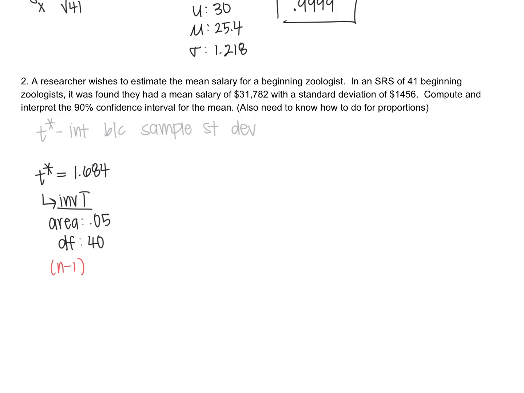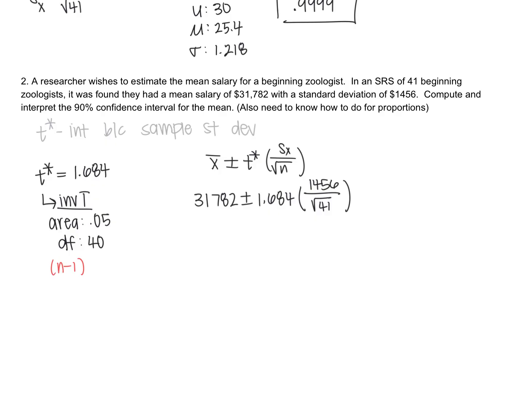for it there. So our formula is x bar plus or minus the t critical value times our sample standard deviation over the square root of n. And this is on your formula sheet. You don't have to have it memorized. So you have 31,782 plus or minus 1.684 times 1456 over the square root of 41.